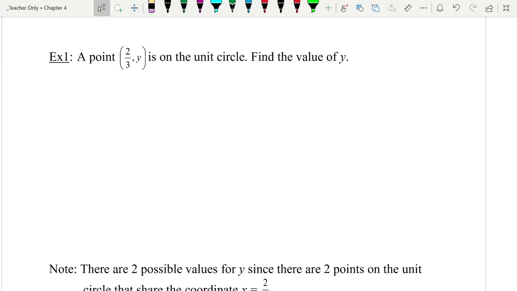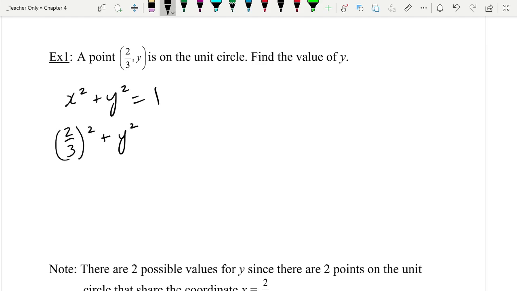Okay, so let's do example 1 now. Example 1 says, I have a point on the unit circle, find the value of y. Well, on the unit circle, we know that x squared plus y squared has to equal 1. So if x is 2/3, and y is what I'm looking for, all I have to do is a little bit of fractions and a little bit of arithmetic. y squared is equal to 1 minus 2/3 squared.